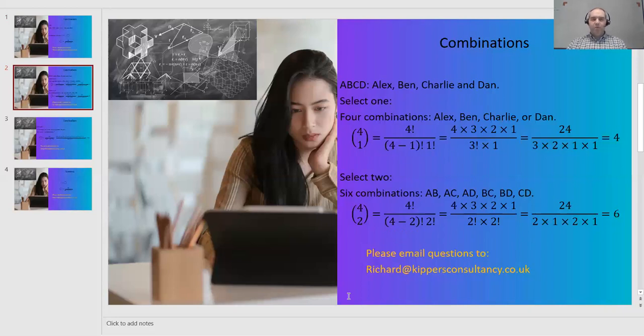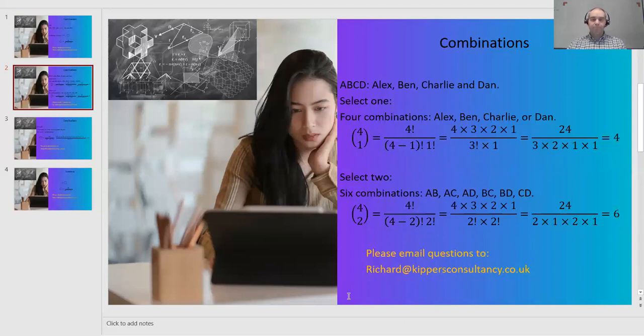Let's imagine now we want to select 2 students out of the 4. I could select Alex and Ben, or Alex and Charlie, or Alex and Dan, or Ben and Charlie, or Ben and Dan, or Charlie and Dan. There are 6 combinations, and on the slide I've represented them as AB, AC, AD, BC, BD, or CD.